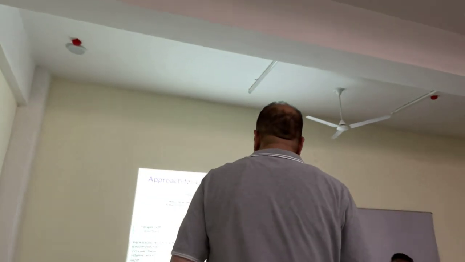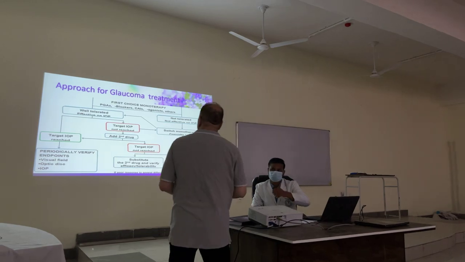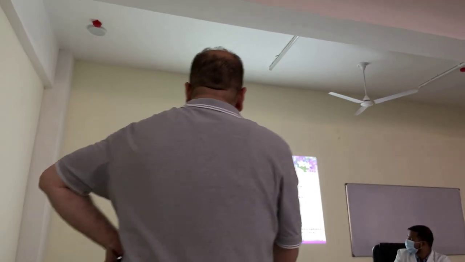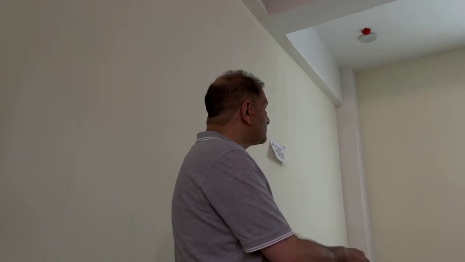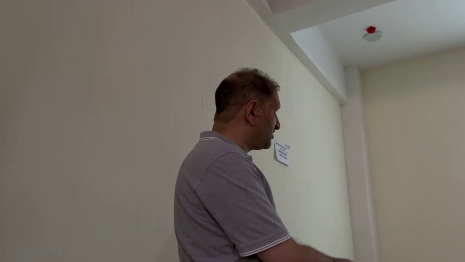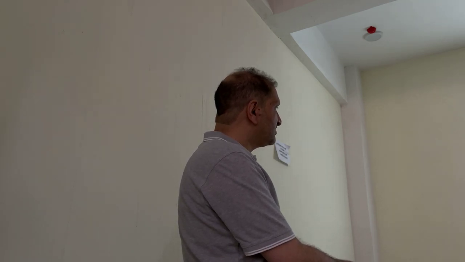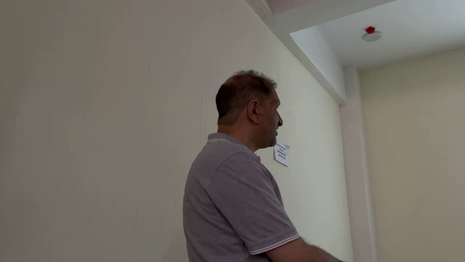If it is well tolerated and the target IOP is reached, then you will repeat the visual field and IOP. If the target IOP is not reached, and it is decreasing but not enough, then you will add the second drug, like brimonidine or dorzolamide. If it is still not reaching, then you will substitute the second drug. If you have previously given brimonidine, now you will give dorzolamide or brinzolamide, and again see whether the IOP drops.